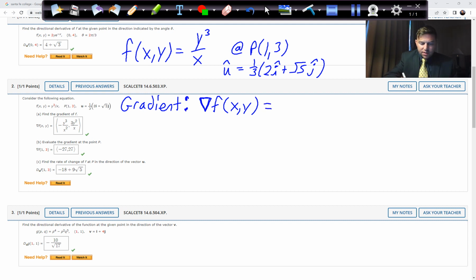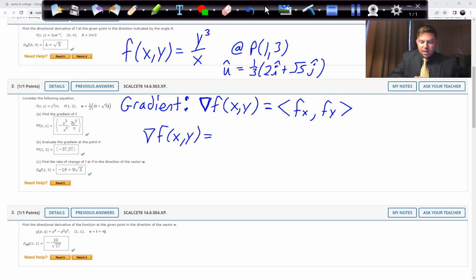And the gradient is a vector, and it is just the partial derivative of f with respect to x and the partial derivative of f with respect to y. So we just did these partial derivatives in the previous problem. And so we will get, for this problem, the partial derivative of the original function with respect to x.